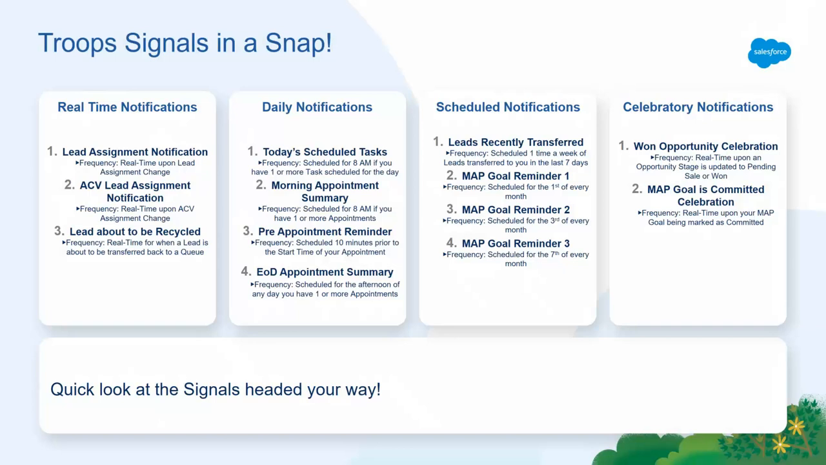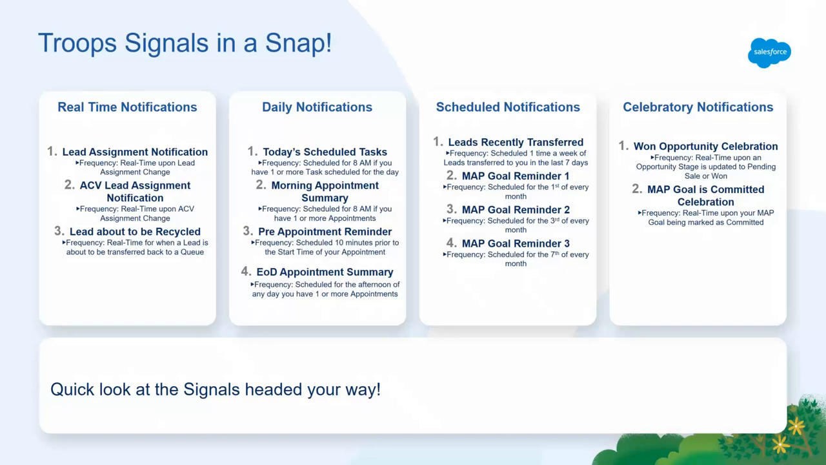Next in our scheduled notifications, we have the leads recently transferred to me. This notification will only be sent to you every Monday, and it will include any lead that has been assigned to you in the past 7 days. Next, we have the map-related signals. You will receive an alert on the 1st, 3rd, and 7th of the month if you have not yet committed to your goals for the month.